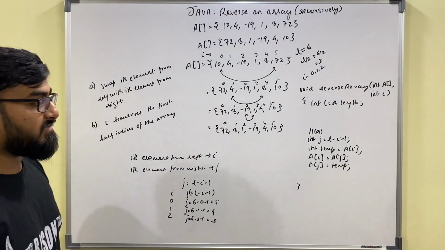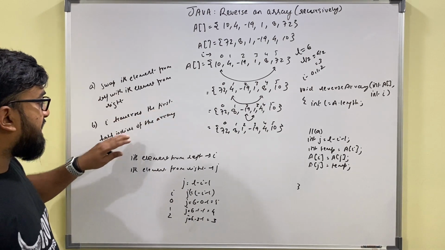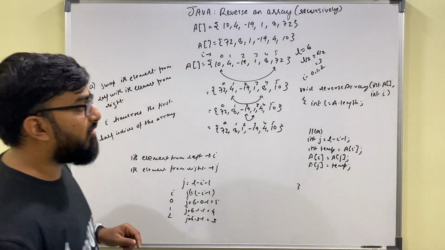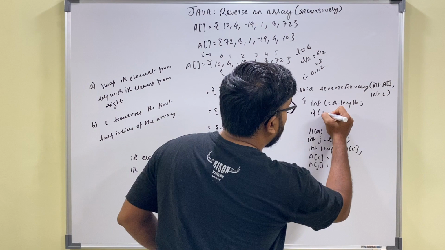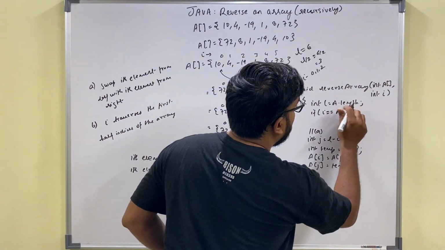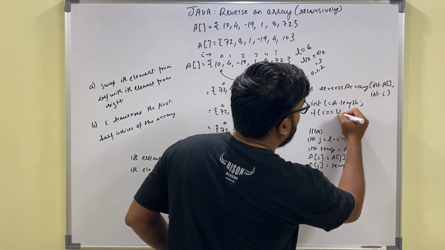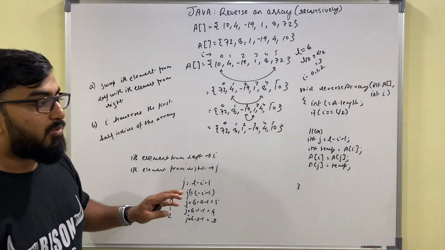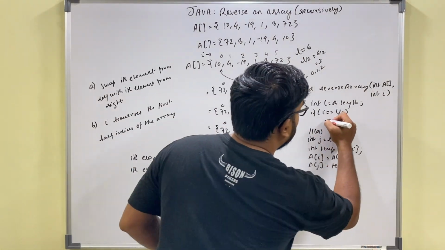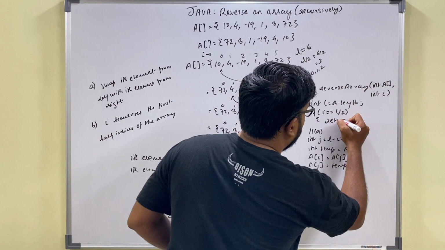Where do we stop? I traverse the first half of the indices of the array. So if i becomes A dot length by 2, that is L by 2, I stop. I don't have to do this swapping again. So I simply return.